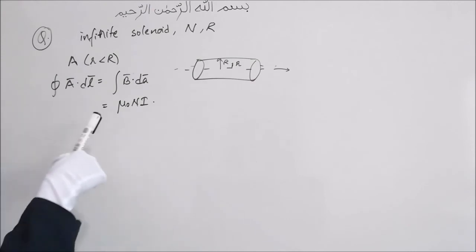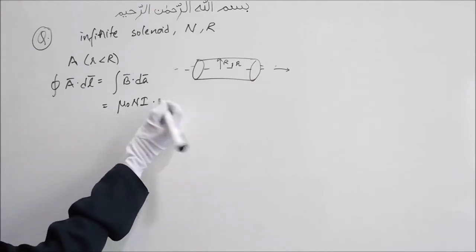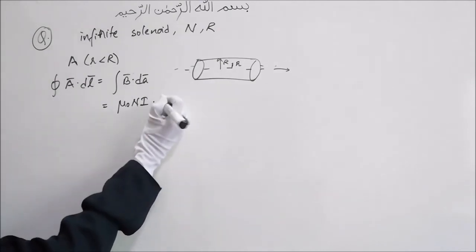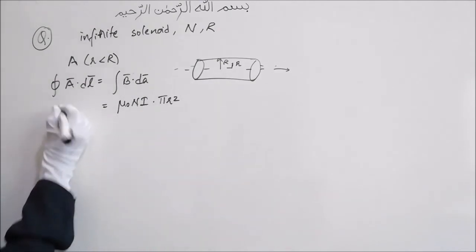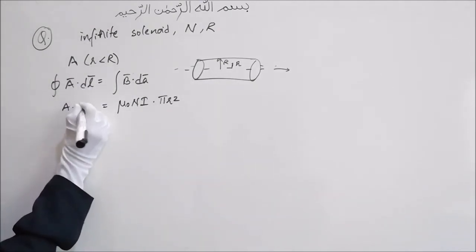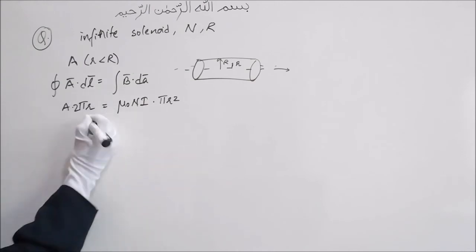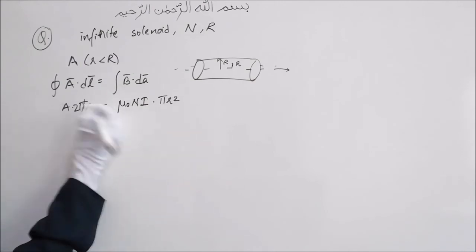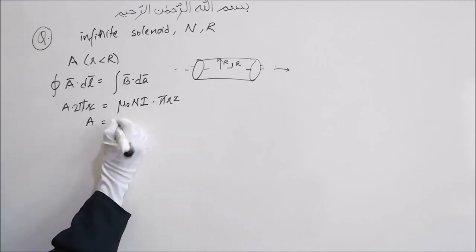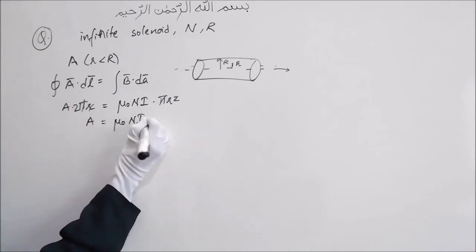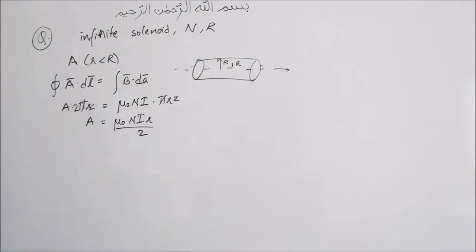So then this will be mu naught n I dot dA. The area here will be pi r squared, and the A into dl will be 2 pi r. Then A will be equal to, pi cancels, r and r cancel, mu naught n I r by 2. This is the magnitude of the vector potential at a distance r less than R inside the infinite solenoid.